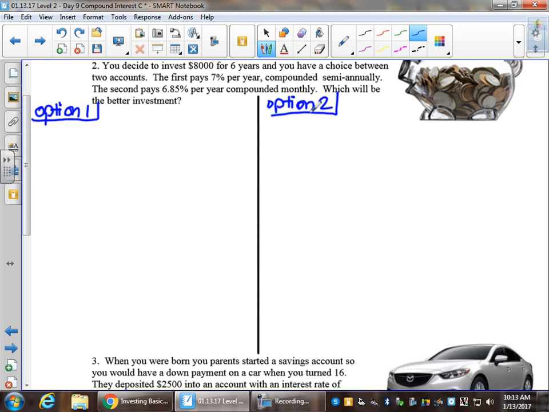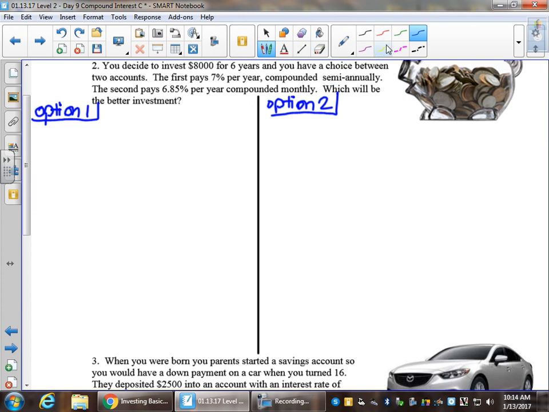Yes? So right now, he's saying he thinks right away option 2 is going to be better because you're compounding more, right? Yeah, he's saying compounded monthly, that's 12 times a year. Here, option 1 is what? 2 times a year. But are the interest rates the same? No. So this would be interesting to find out what happens. Let's come back to that at the end and see what happens with that.